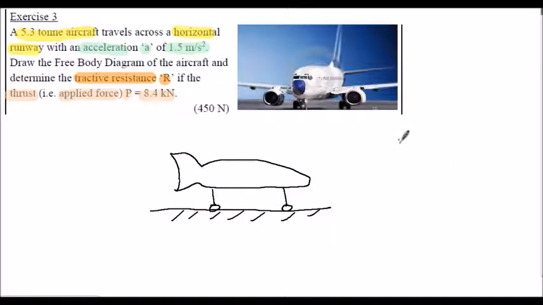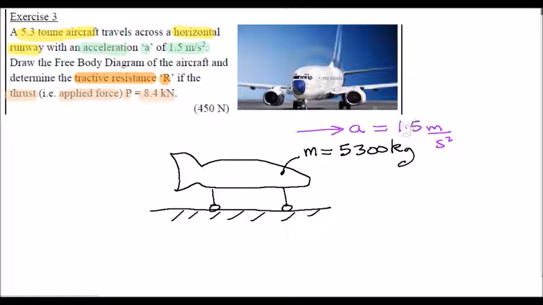We're given information in the question. We've got the mass of the aircraft. They say a 5.3 ton aircraft. Don't forget that's mass to us, so I'm going to write that down on my diagram. The mass is equal to, I'm going to convert it straight into kilograms, so 5.3 tons is 5,300 kilograms. The acceleration, we're told in the question, a is 1.5 meters per second squared.